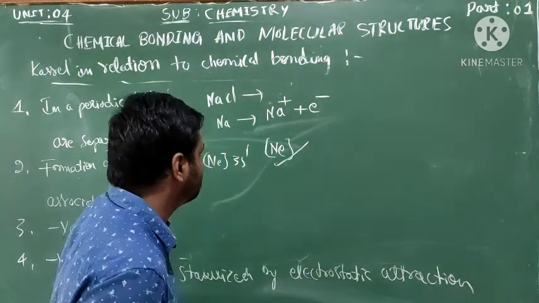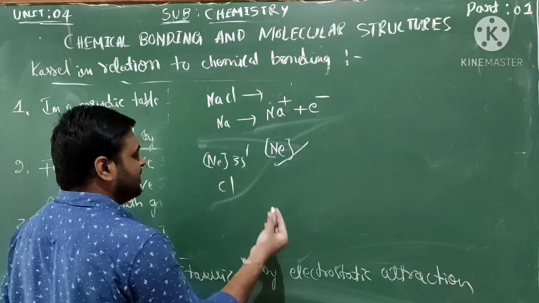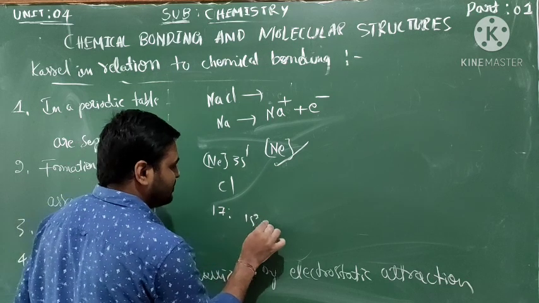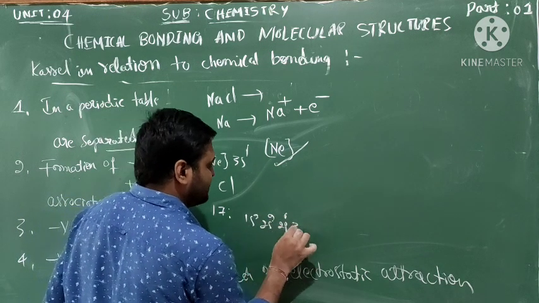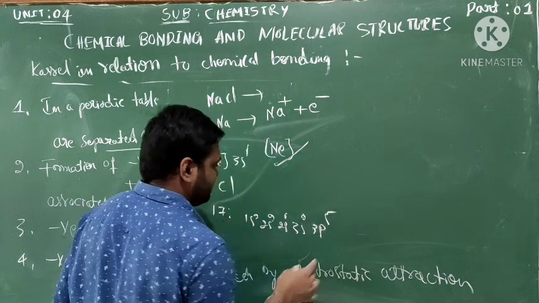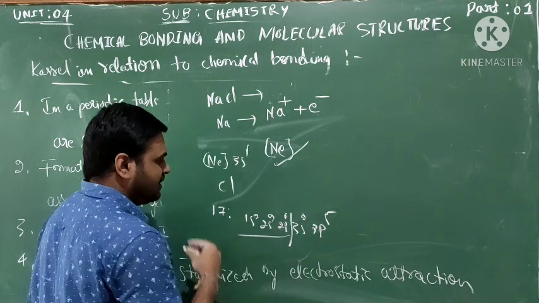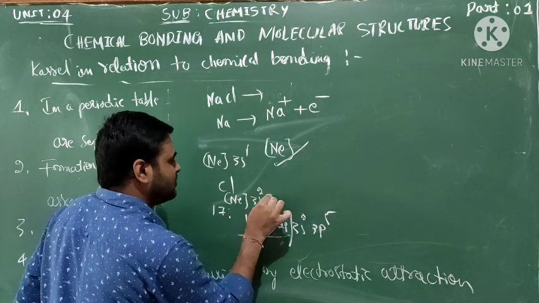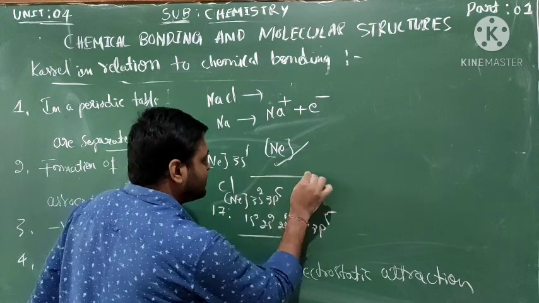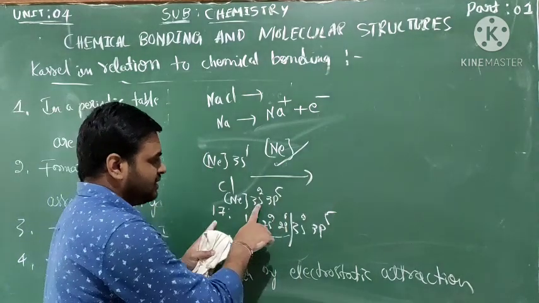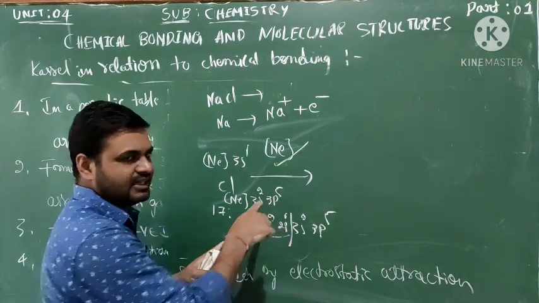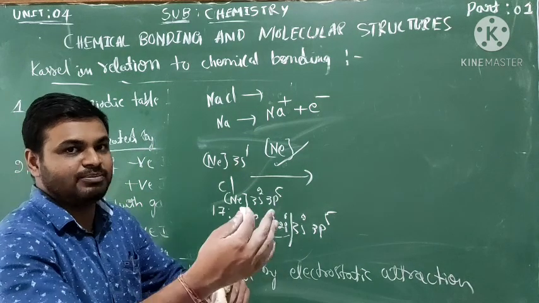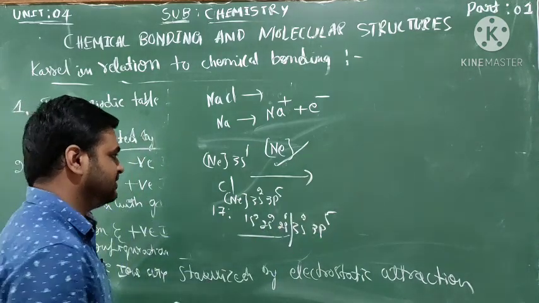Okay, loss of electrons. So Cl. Cl is atomic number 17. How do you write it? 1s2, 2s2, 2p6, 3s2, 3p5. So you can write [Ne] 3s2 3p5, right? Just observe here: 3s2, 3p5, one electron is gained to completely reach the noble gas configuration.